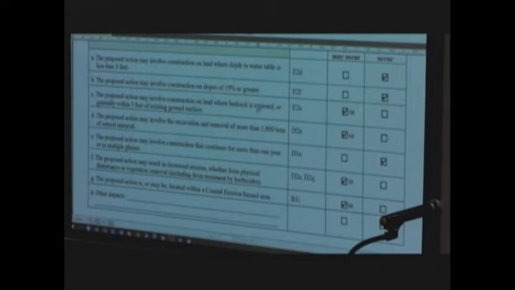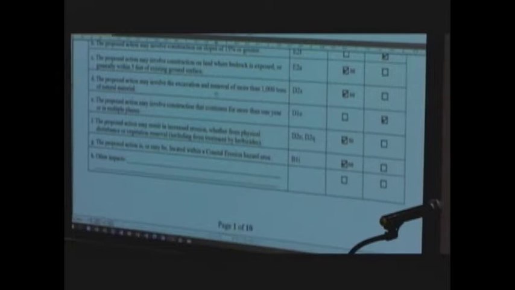And I'll talk about how the mitigation is once I get through Part 2. The proposed action may involve construction on slopes of 15% or greater. There's a grade break at the site that's got a pretty steep slope. It's about a 10-foot high slope, but that checks a box, so that's identified as an impact.